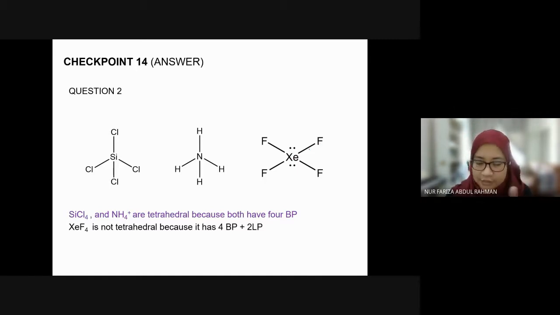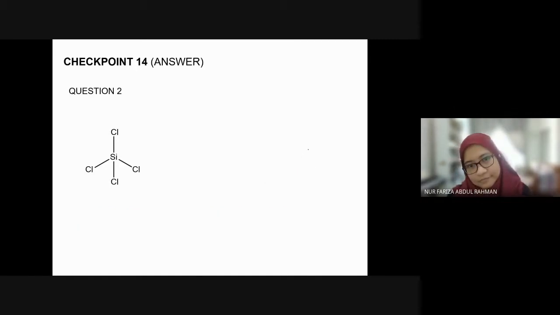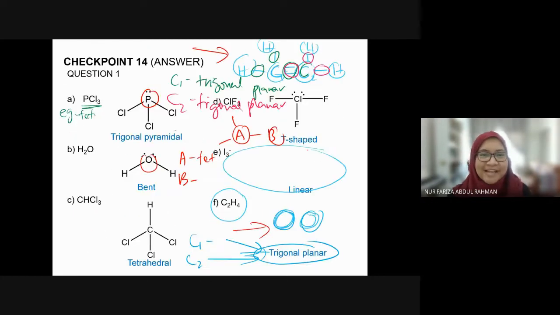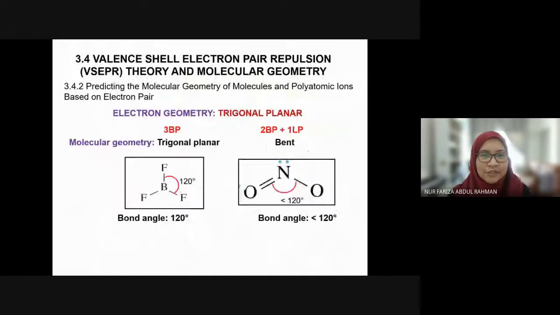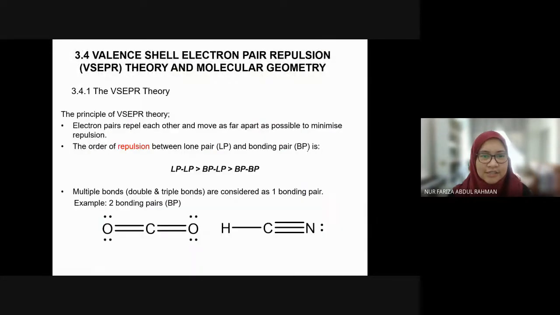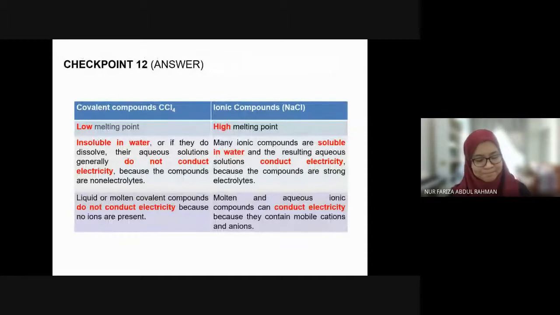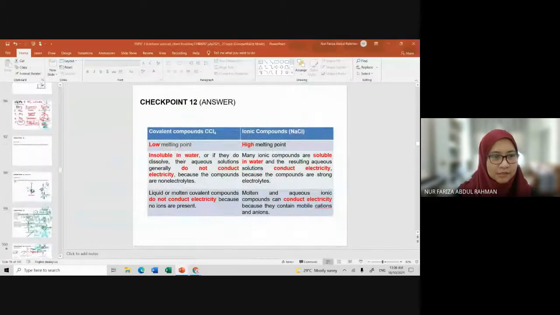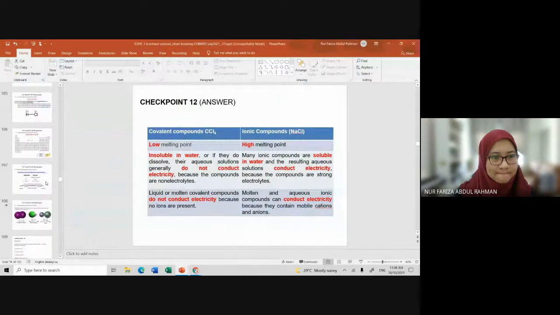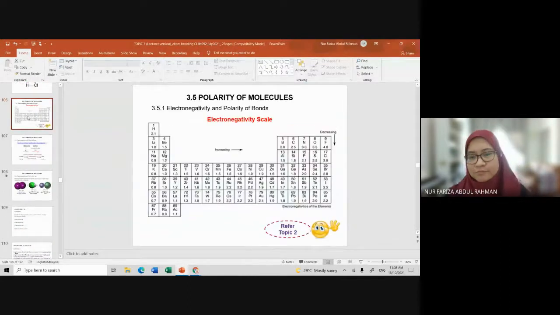Okay, so in this case dia ada sebab Xe dengan F. Check the electronegativity. Jom check. Check mana lah, jauh lah pula nak check. Mana nak check? Where is electronegativity? Aduh, tak ada actually. This one here. Okay, jom kita buat dekat sini.